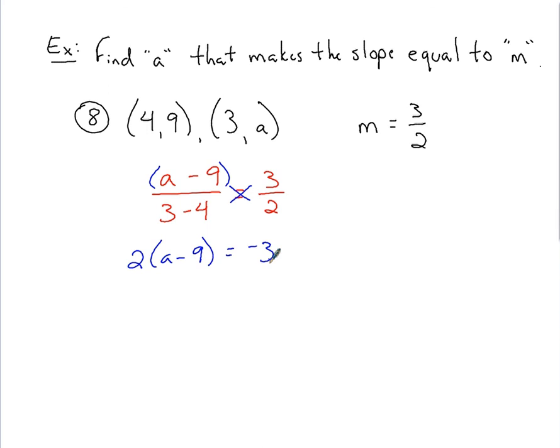So now solving for a, distribute 2, get 2a minus 18 equals -3. Add 18 over. So if I add 18 over, get 15, divide everything by 2, that missing a value is going to be 15/2. Find the a that makes the slope equal to m. There you go. Got your answer.